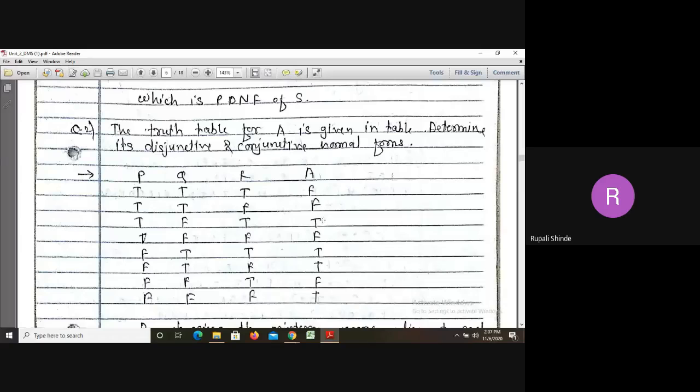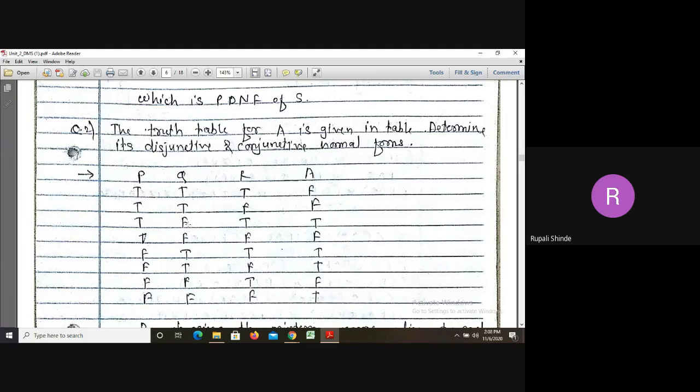Okay. I will tell you the first minterm. For this, the first minterm is P and negation Q and R. So why have we written so? If that variable has value T, then we consider it in original form. If the value of the variable is F, then we take negation of that variable. So for this T, first minterm becomes P and negation Q and R.